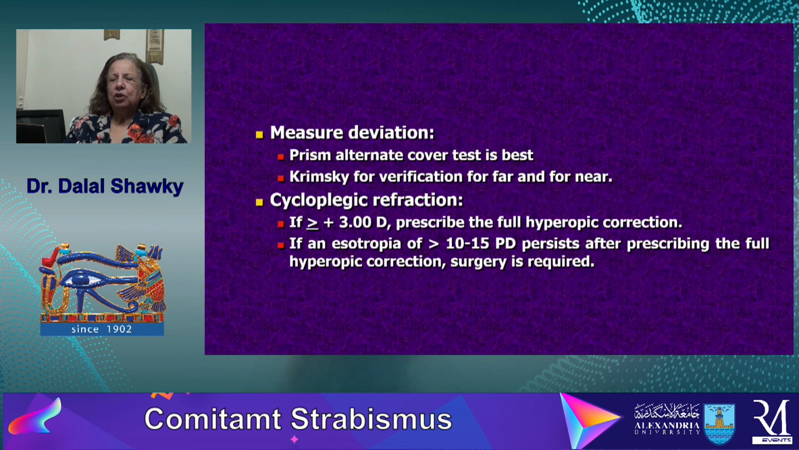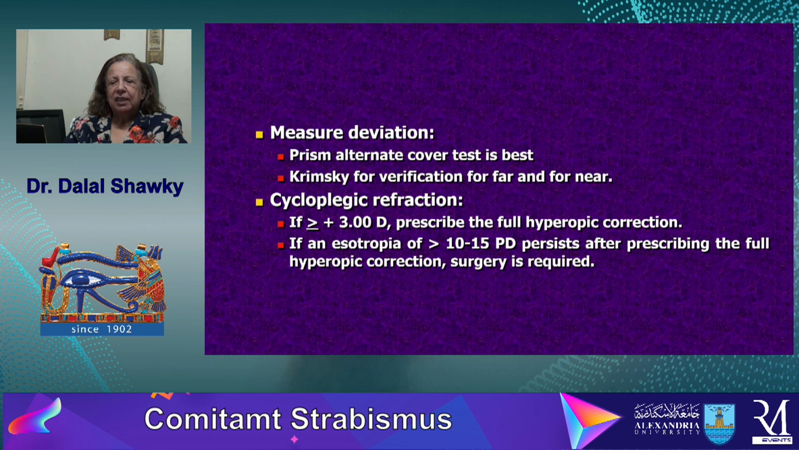We have to measure the deviation by prism and alternate cover tests or the Krimsky test, for far and for near, and you will study this and see it in the lecture on how to examine a case of squint in the practical round. Also, we have to do cycloplegic refraction, testing the refraction under complete cycloplegia using cyclopentolate.